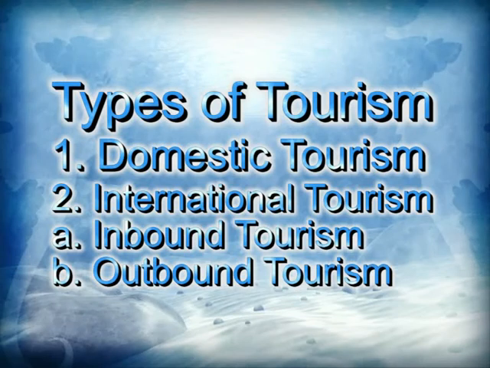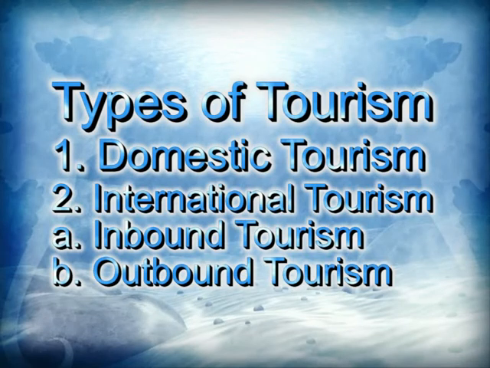So now let us discuss the different types of tourism. Number 1, domestic tourism. Tourism within a country by people who live in that country is known as domestic tourism. The second one is international tourism. Tourism between countries, when a person travels from one country to another country, is known as international tourism. International tourism is divided into two categories: inbound tourism and outbound tourism.